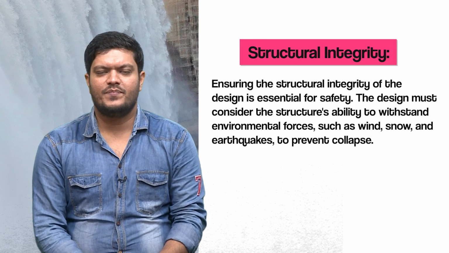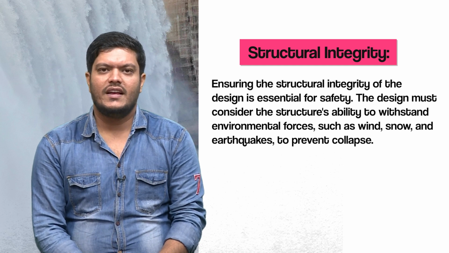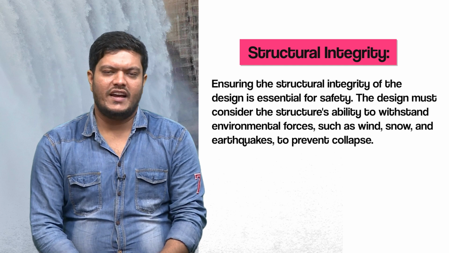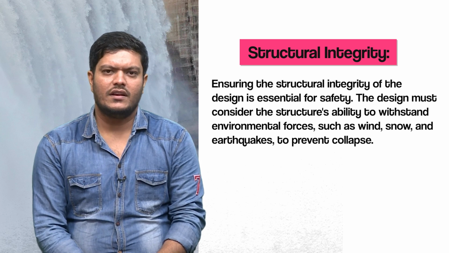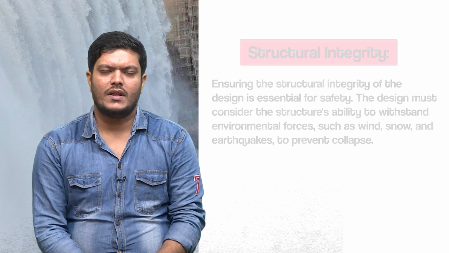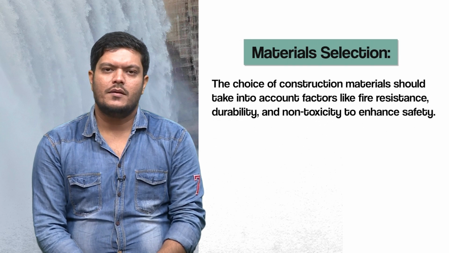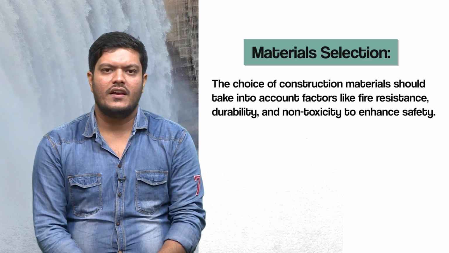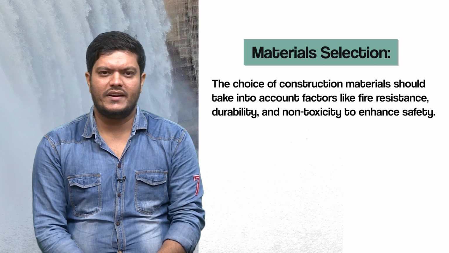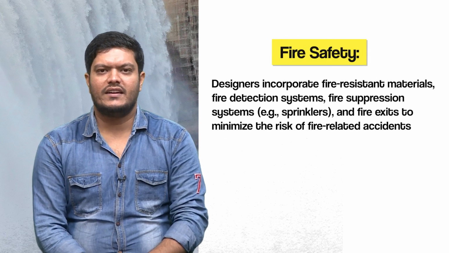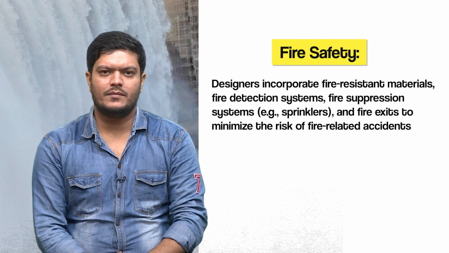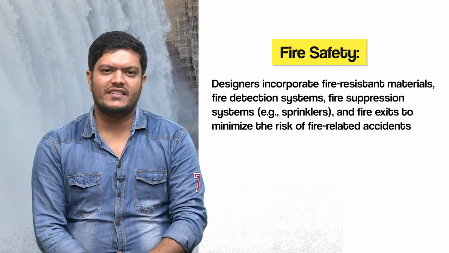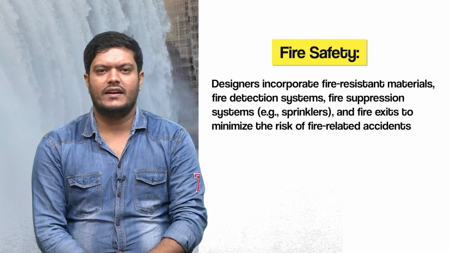Structural integrity. Ensuring the structural integrity of the design is essential for safety. The design must consider the structure's ability to withstand environmental forces such as winds, snow and earthquakes to prevent collapse. Material selection. The choice of construction materials should take into account factors like fire resistance, durability and non-toxicity to enhance safety. Fire safety. Designers incorporate fire resistant materials, fire detection systems, fire suppression systems, for example sprinklers, and fire exits to minimize the risks of fire related accidents.